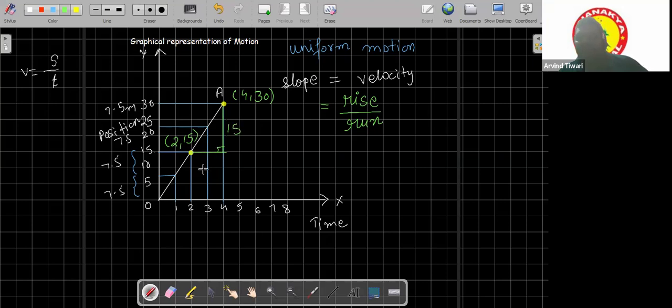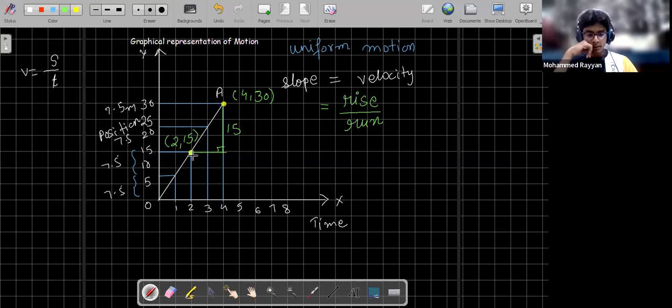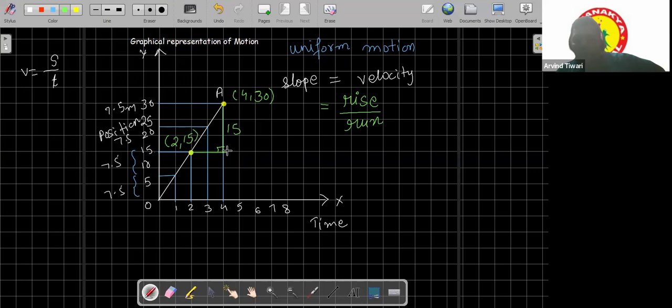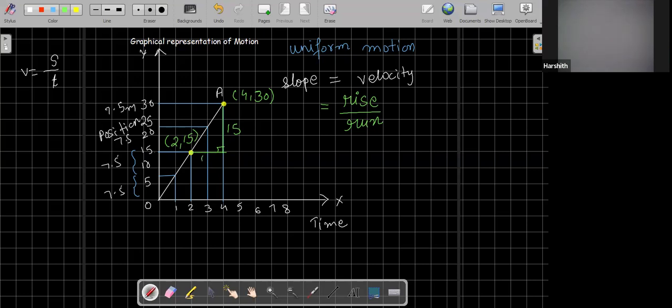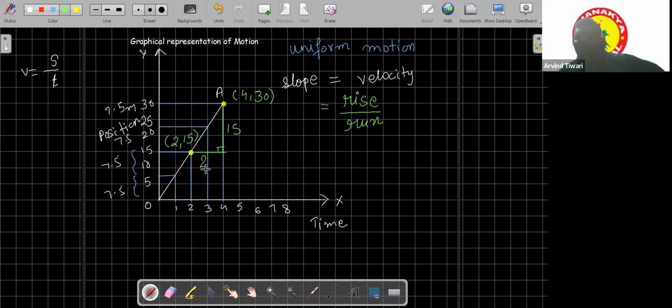Everyone has understood? Yes, sir. Okay. So how much did we run on the x-axis? Sir, 2 seconds. So here we have 2 seconds.